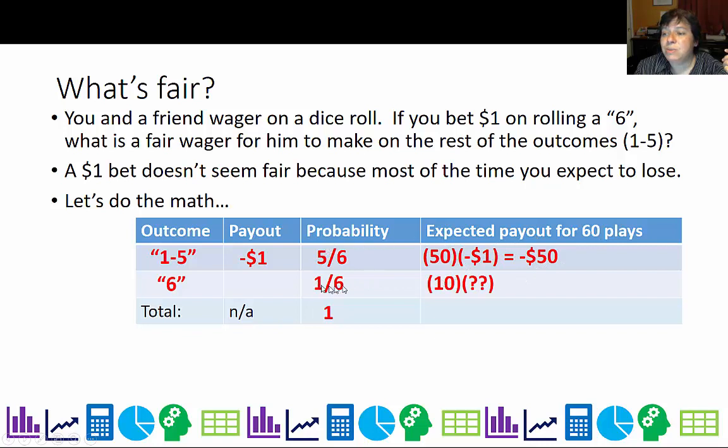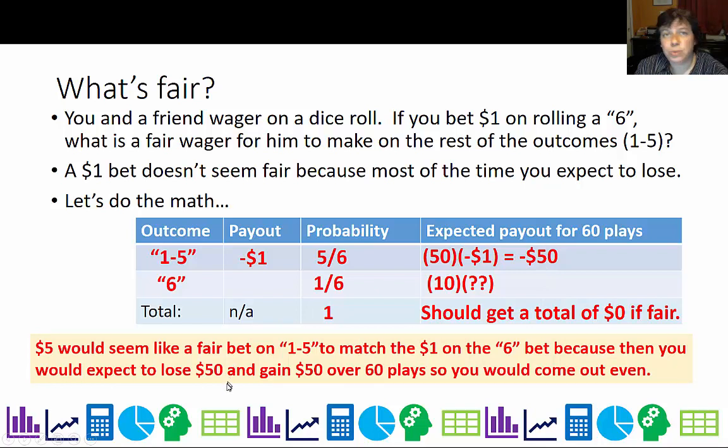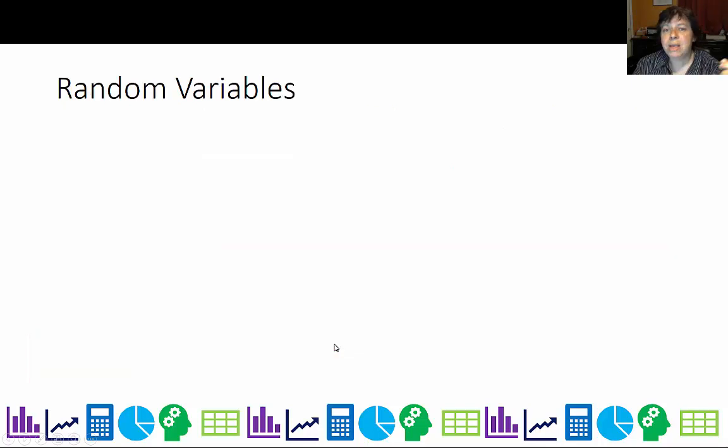If I go 60 times 1/6 times question mark, it's like 10 times question mark. So I should get $0 if it's fair. 10 times what would give me an amount to make this total 0? Well, if I got positive 50 here, then my total expected value would be 0. So $5 would seem like a fair bet on a 1 to 5 to match the $1 on the 6 bet, because you expect to lose 50 and gain 50 over 60 plays, so you would come out even.